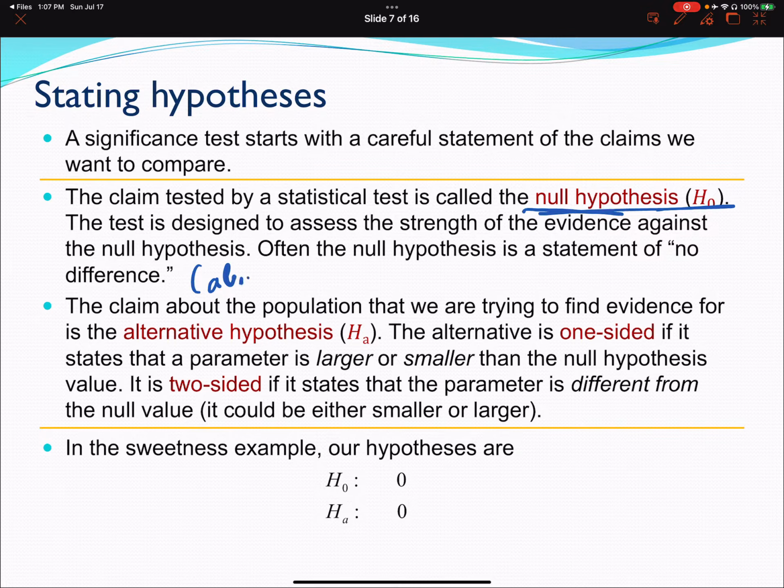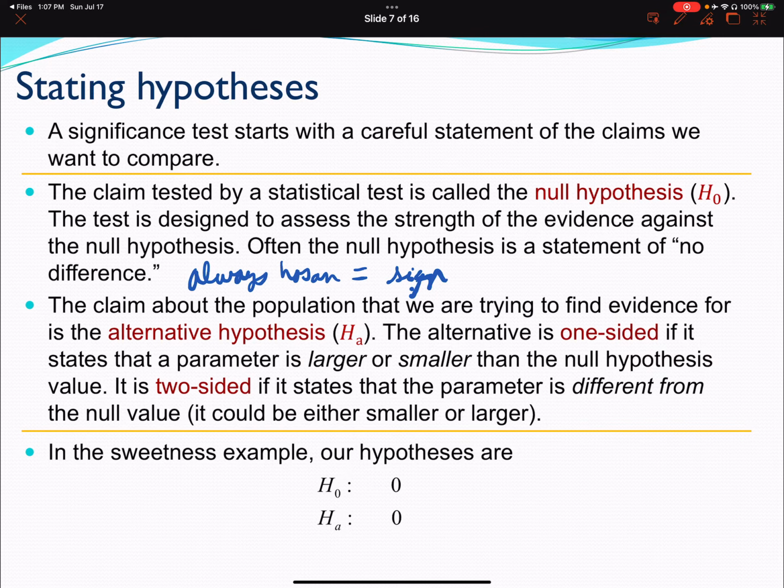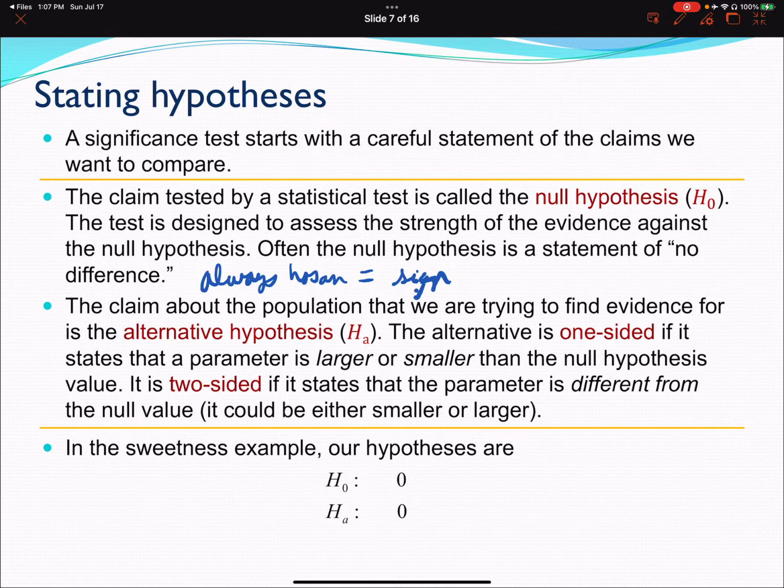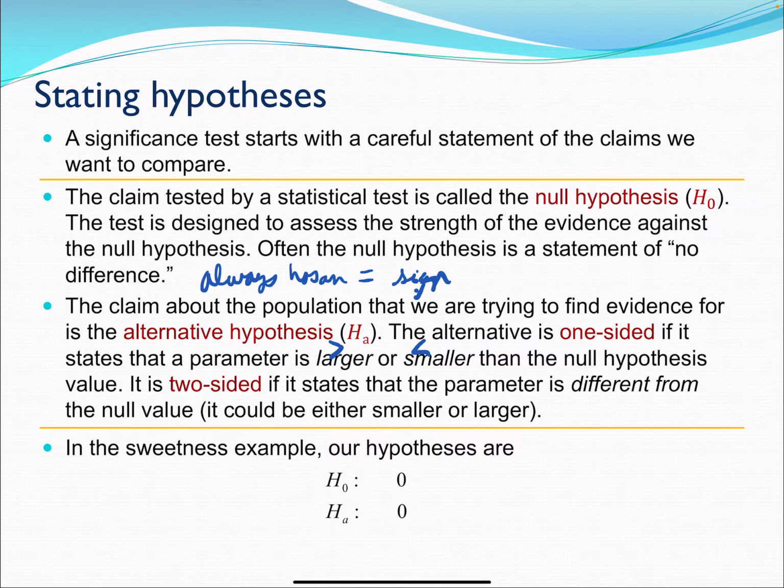It always has, I don't know why my pencil's not writing, always, that's weird, always, now we're working, has an equals sign. That's a nice way to remember it. It always has an equals sign. The claim about the population that we are trying to find evidence for is our alternate hypothesis. The alternate hypothesis is one-sided if it states a parameter is larger or smaller, so like greater than or less than. It is two-sided or two-tailed if it has a does not equal sign.